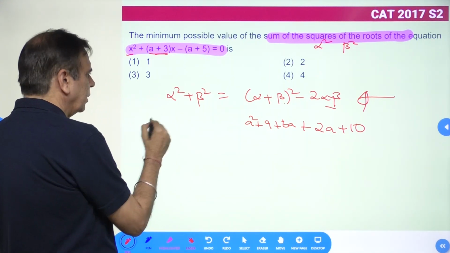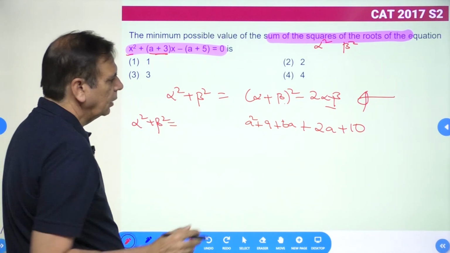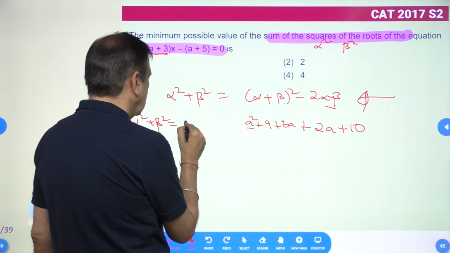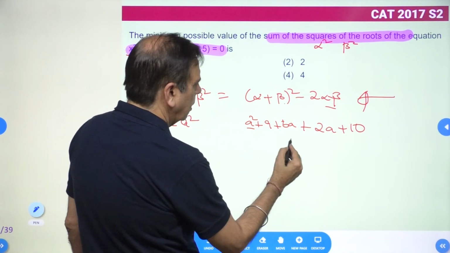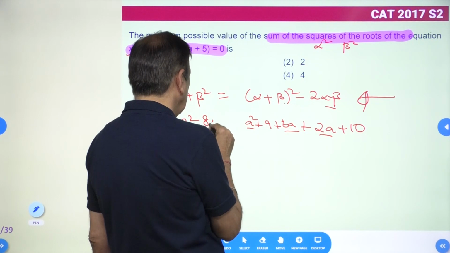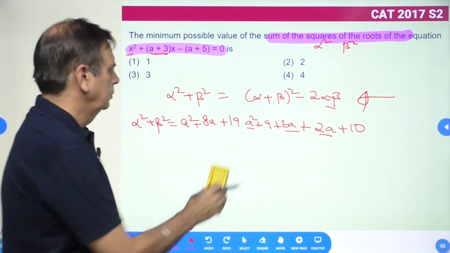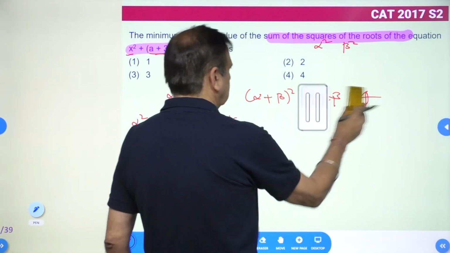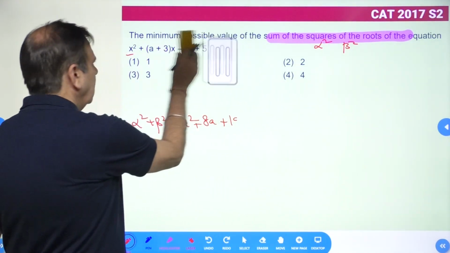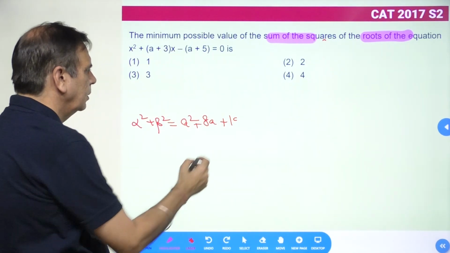So I can say the expression of alpha square plus beta square is equal to a square plus 6a plus 2a, 8a, plus 19. Okay. So this is the value of the sum of the squares of the roots.